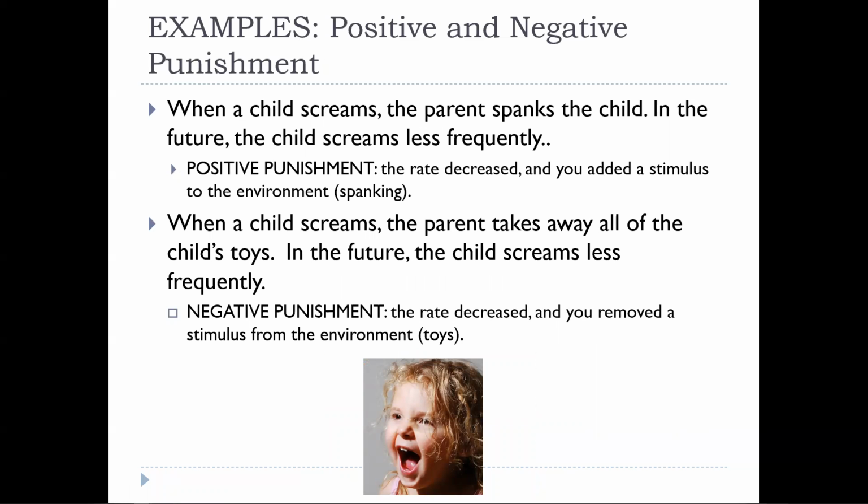When a child screams, say the parent spanks the child. In the future, the child screams less frequently. This would be an example of positive punishment. The behavior is decreased, and it's because you added a particular stimulus. When a child screams, the parent takes away all the child's toys, or probably nowadays phone or iPad. In the future, the child screams less. This would be negative punishment. The rate decreases, so behavior is going down, which means it must be punishment. And the behavior is going down because you removed a stimulus from the environment, the toys. It's indicating that this is negative punishment. A timeout is a very common example of negative punishment.